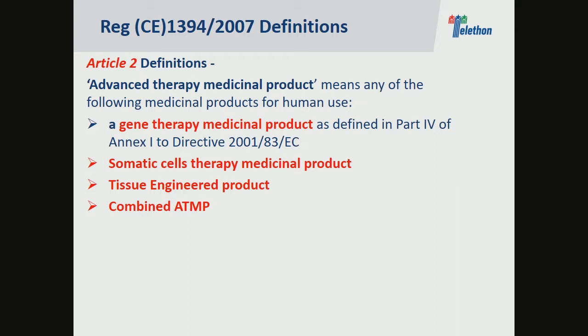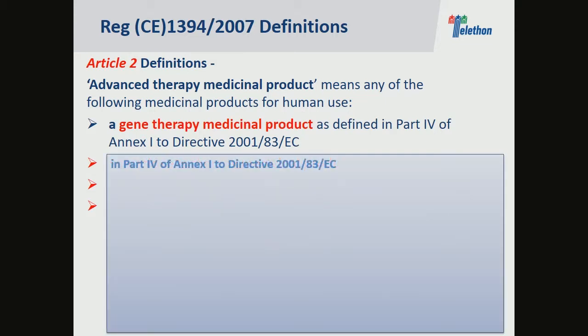They are somatic cells. There is no therapy which is currently allowed in the EU through embryonic cells. They are tissue, and then there is another type of advanced therapy medicinal product, which are the tissue engineered or combined. So in some cases you will have a pure gene therapy product or a cell and gene therapy product.